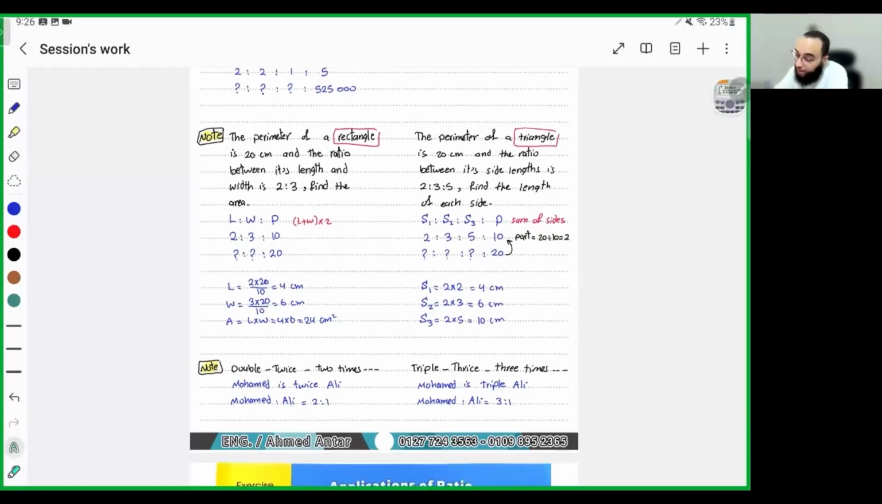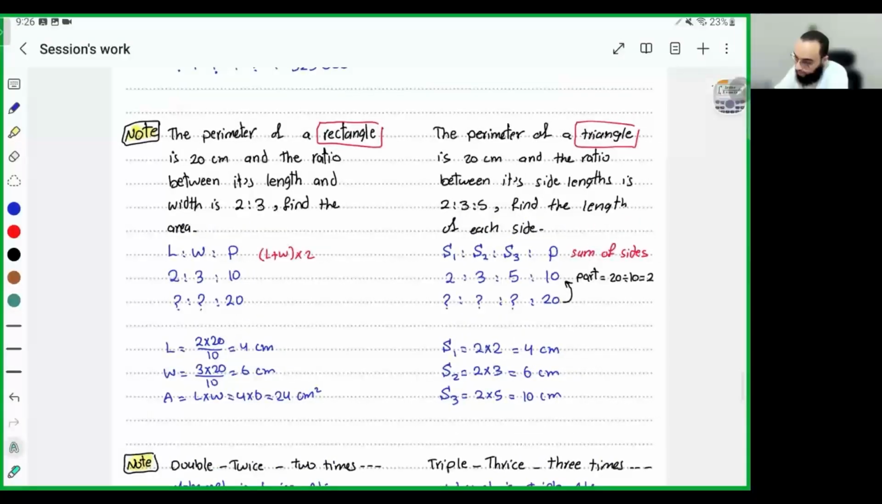And we have here a very important question. Take care about it. If he gives you the perimeter of a rectangle, then it's a perimeter question, in which you have to apply the rule of the perimeter, which is length plus width times 2. So if he gives you the ratio between the length and the width, 2 to 3, don't add them together only. Don't tell me it's 2 plus 3 equals 5. No, it's not correct because it's a perimeter. Then it's length plus width times 2. 2 plus 3, 5. 5 times 2, 10.